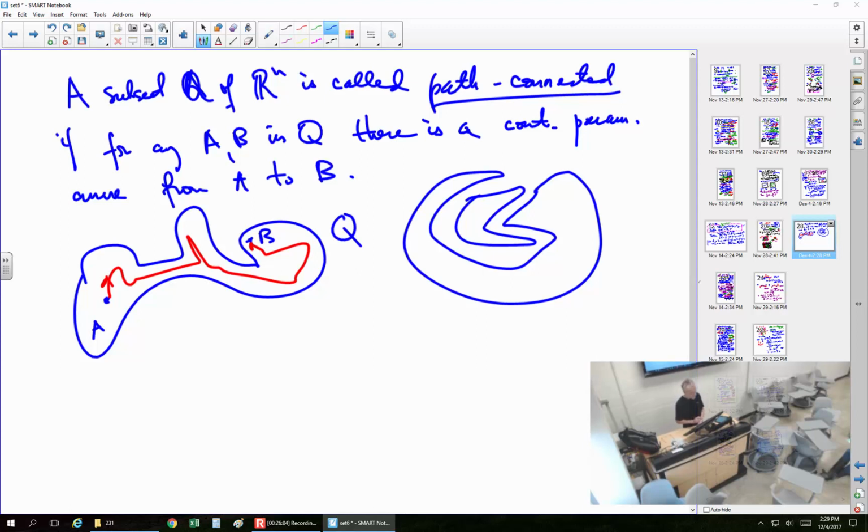it's path connected or not, so that's a challenge. If my point A is here and B there, even though you can try to go directly, you're not allowed to leave the set. So as you can see, if you try to go from A or from B, you will hit the boundary of the set before you reach the other point. So this one is not, and this one is path connected.